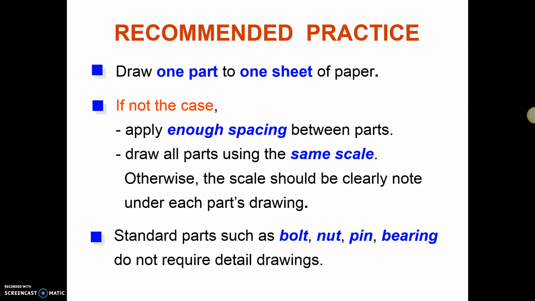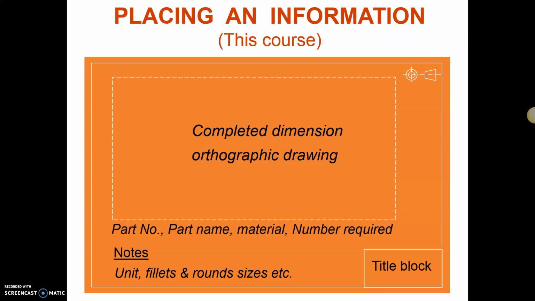And these are some recommended practices. Draw one part to one sheet of paper. If not enough, make sure there is enough spacing between parts, and the parts are drawn using the same scale. Some other standard parts such as ball, nut, pin, and bearing do not require a detailed drawing because they are already standard. And this is the arrangement for a detailed drawing, where we have the completed dimensioned orthographic drawing, the title block and also notes here.